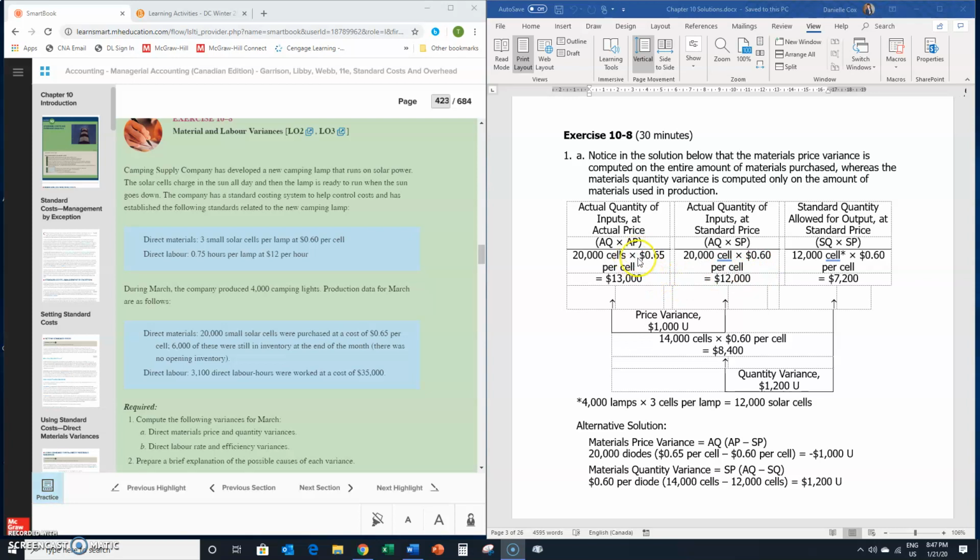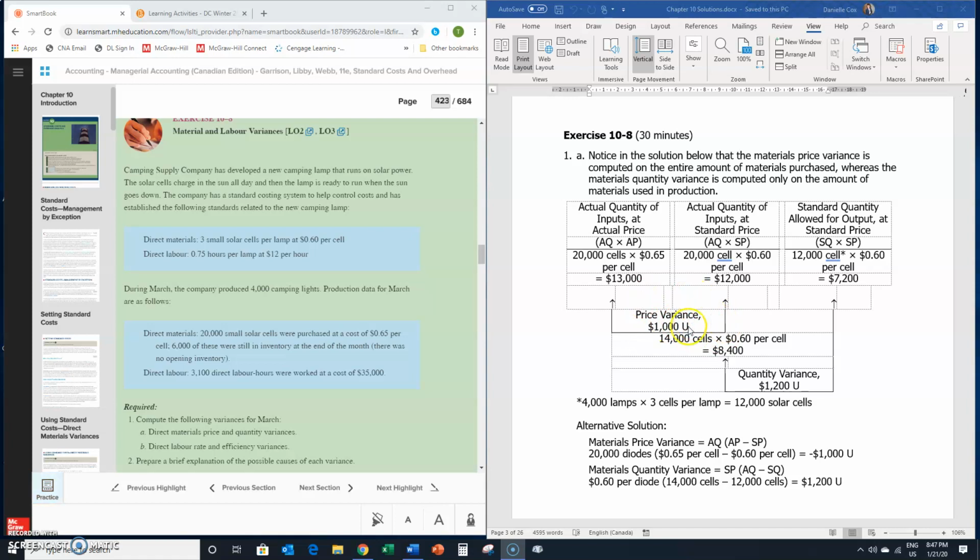So they paid 65 cents per cell. The standard allowed for 60 cents per cell. They paid more. So it's unfavorable, which you can verify by 13,000 subtract 12,000 would give you a positive number, which is unfavorable.